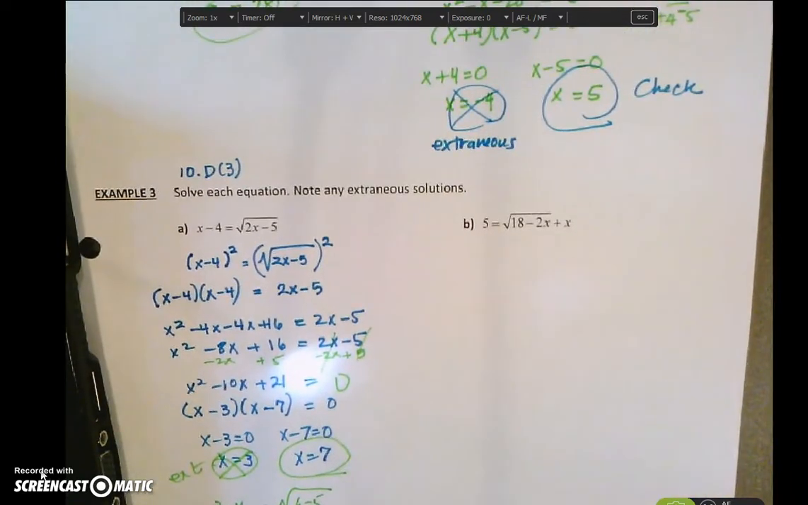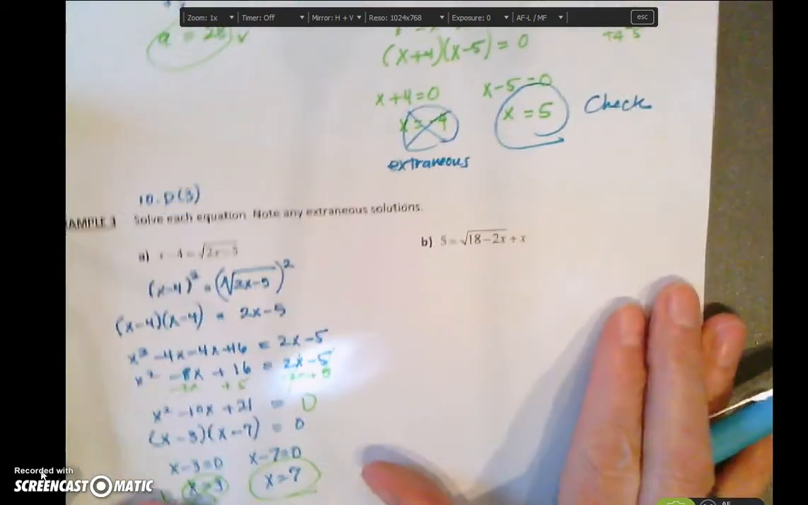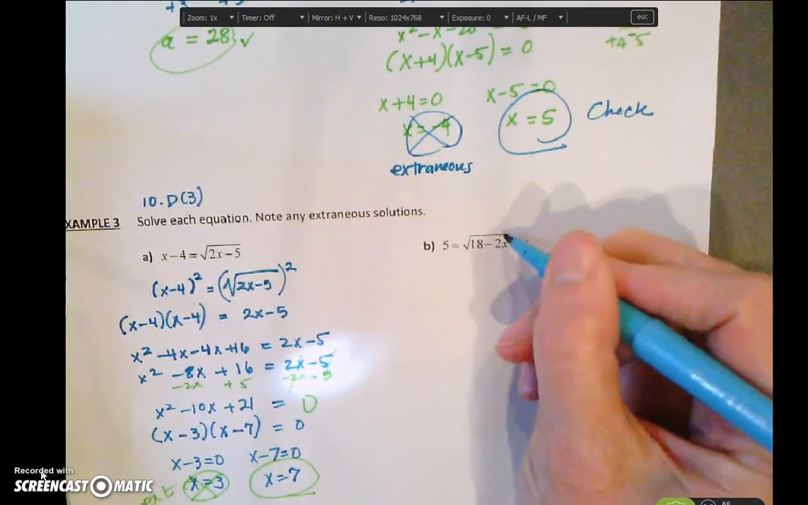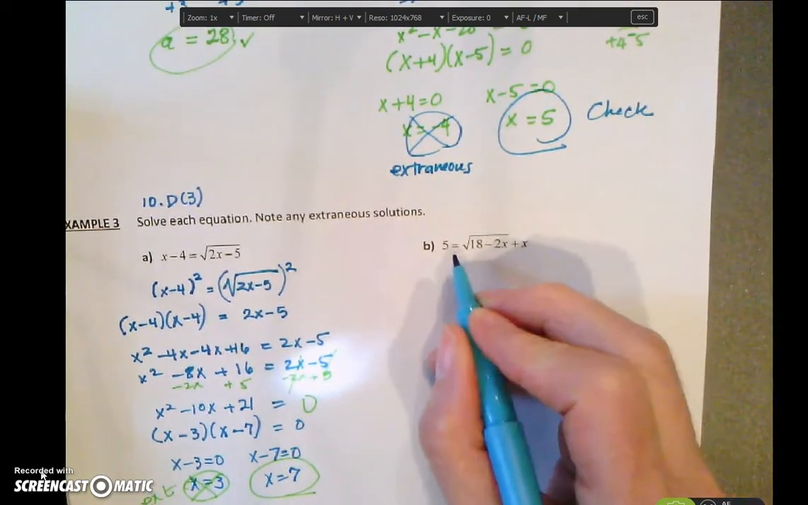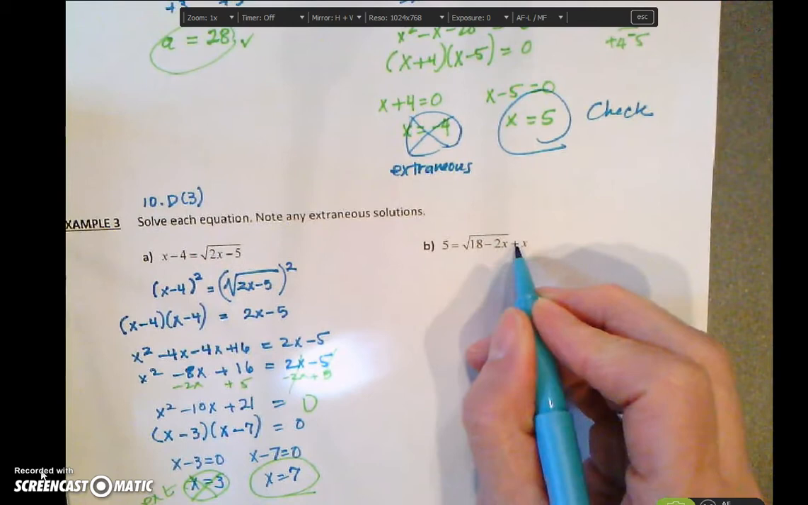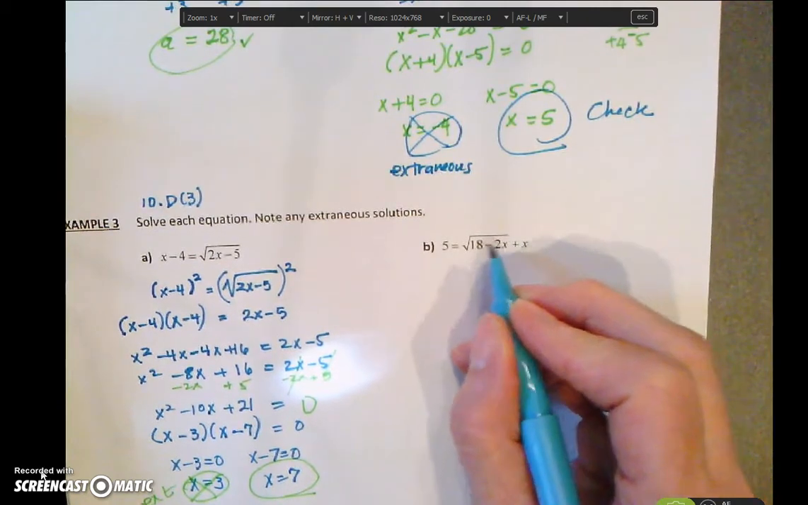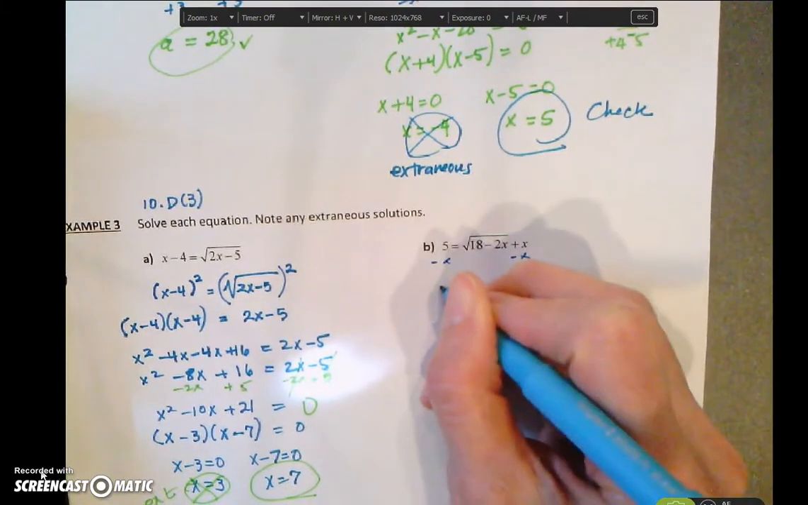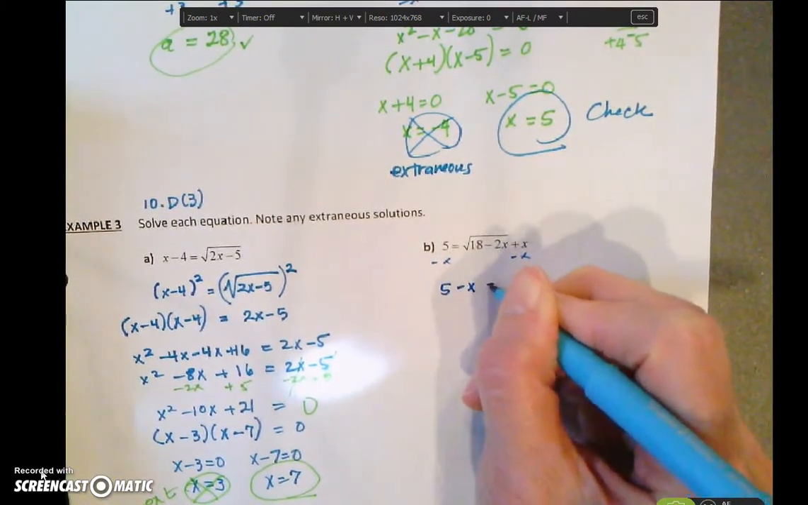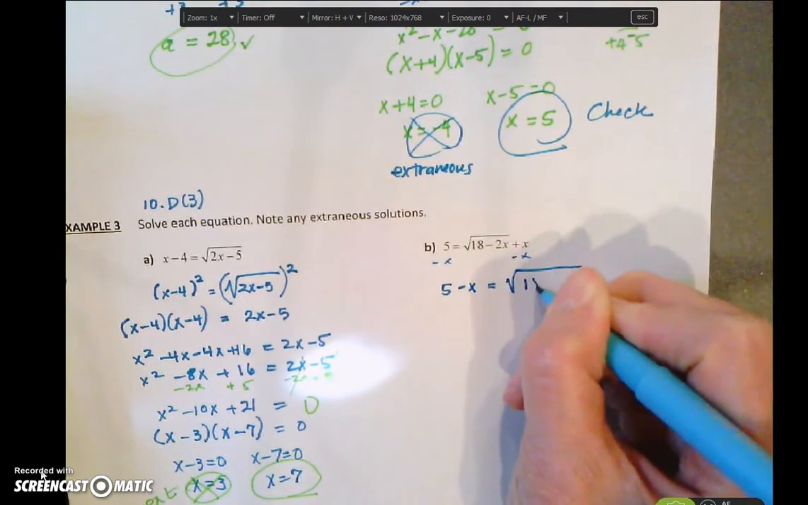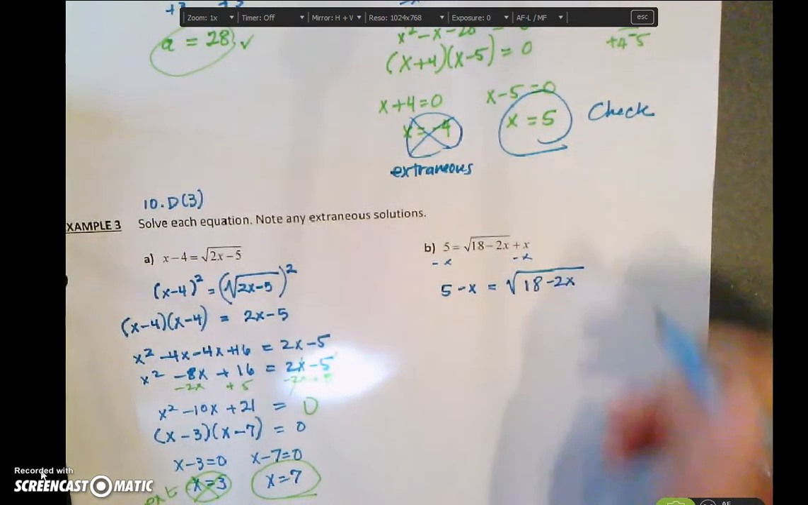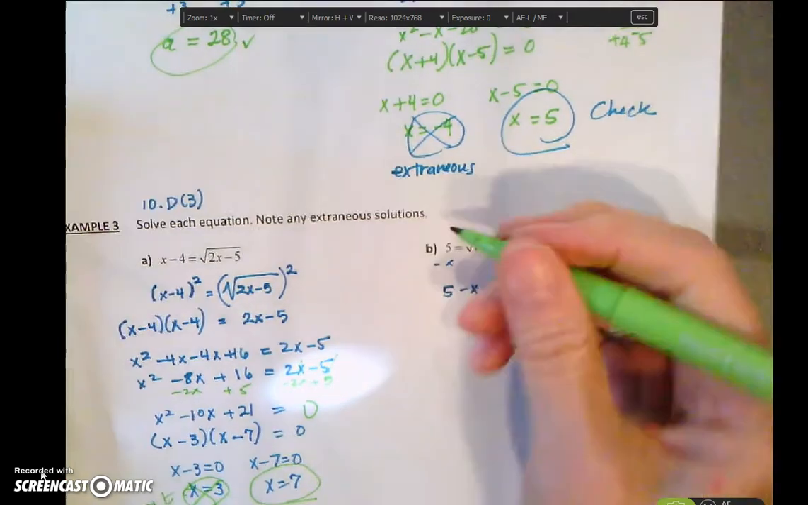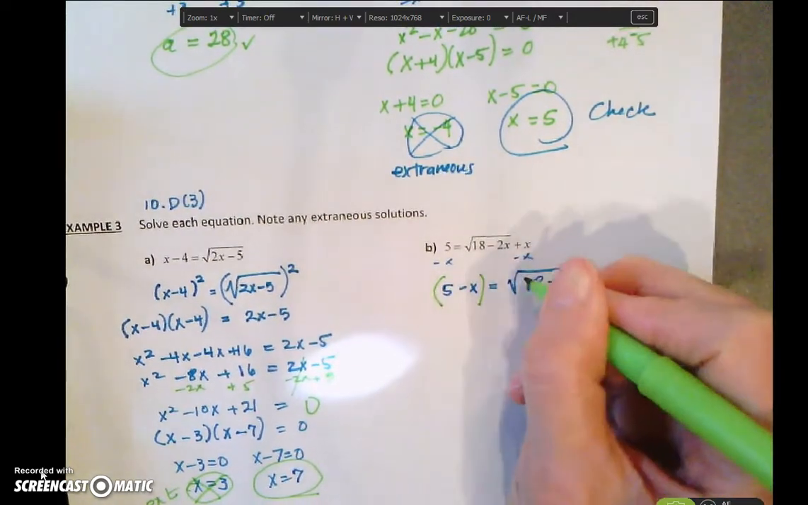All right, so let's do one more like that, along the same lines anyway. So B, here's my radical. This time it is not isolated. Here's my equals. There is an x over here with it. So I'm going to subtract my x from both sides. So I'm going to have 5 minus x is equal to the square root of 18 minus 2x. All right, so isolated. Then I'm going to square both sides.